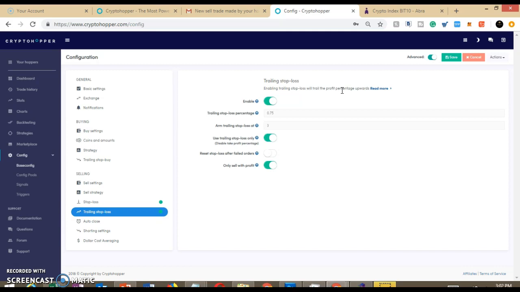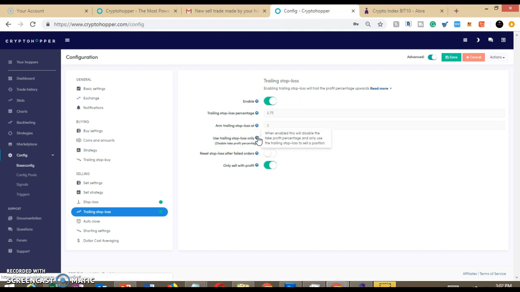So I will receive an external signal to buy, and then I'm going to sell it once the percentage reaches 3%. Then I am going to set a trailing stop loss percentage at 0.75. So let's say I purchase something based on a signal, it goes up to 3%. Once it loses 0.75%, then it's going to go ahead and arm it. So it's going to use a trailing stop loss, disable take profit percentage.